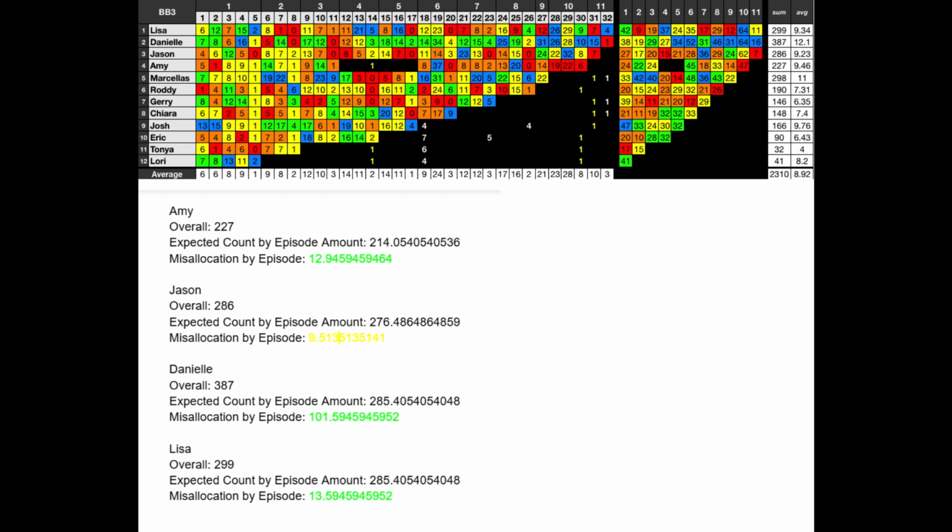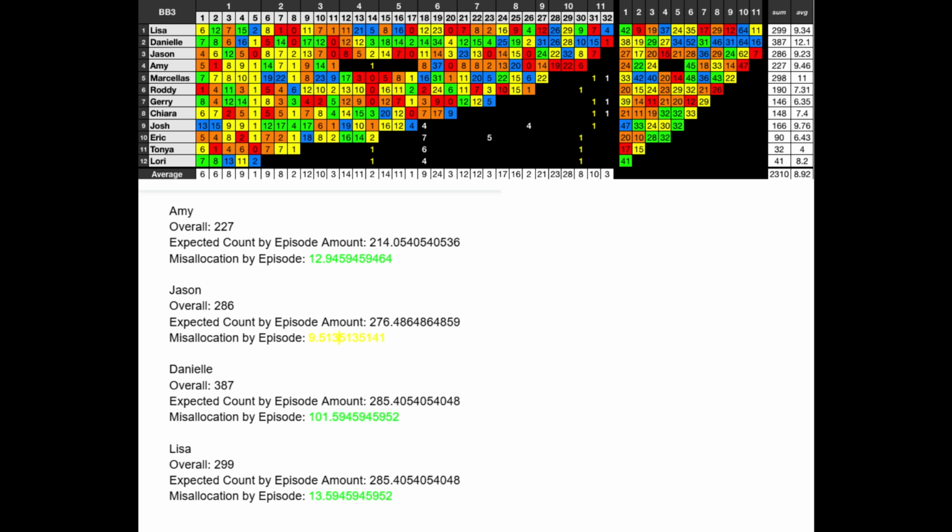Danielle has an overall diary room count of 387, which is over 100 more than Jason, and her expected diary room count by episode amount is 285. This means that her misallocation by episode is 101.59, meaning she has over 100 more diary rooms than she should have if this was going to be evenly distributed. Danielle's a star, but oh my goodness, I believe this number is higher than Wells from Big Brother 2, and this will probably be one of the highest over edits in Big Brother history.